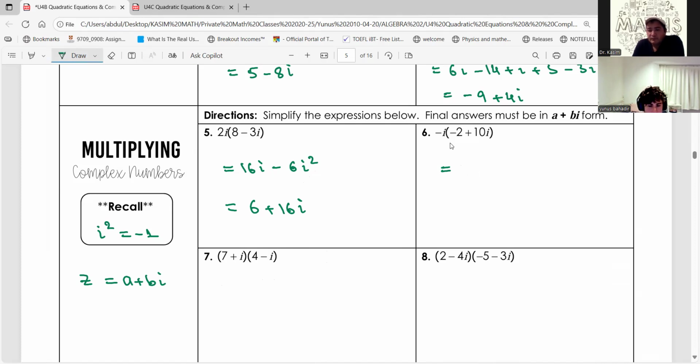Negative i times negative 2, 2i, right? 2i and then minus 10i squared. And what is minus 10i squared? It is 10, plus 2i.